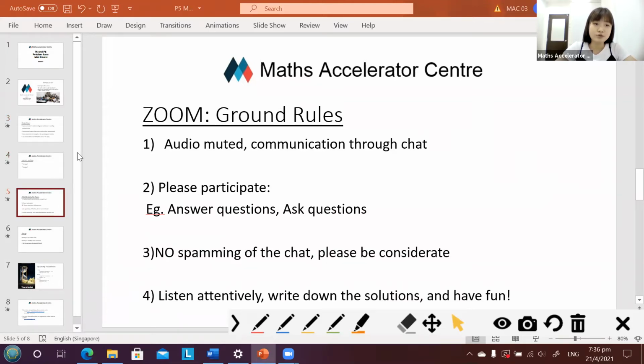So what are the ground rules? As usual, your audio will be muted, so you can communicate through the chat. If you have any questions, you can type it into the chat. You can also answer questions that I post to you into the chat. Don't spam the chat, be considerate. Listen attentively, write down the solutions, and also have fun.